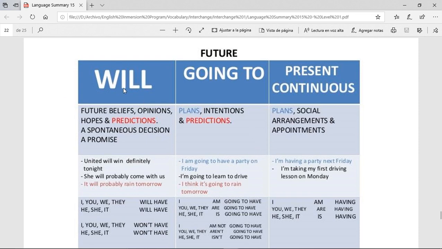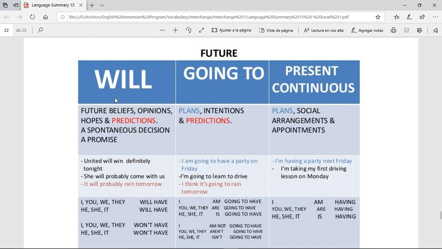You know that we have future with will, future with going to, but we can also use the present continuous for the future. But you may say, well, if this is present, how can we use it for the future? But it's present continuous, so there are some things there, okay? So let's go one by one.